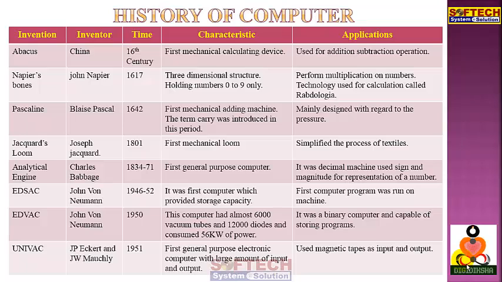Next one, UNIVAC. J. Presper Eckert and John Mauchly in 1951 proposed a computer with a large amount of input and output. In olden days they gave only one input and one output, but day by day they improved, and giving the input and getting the output became much larger.